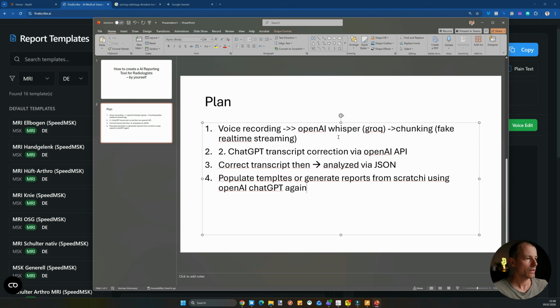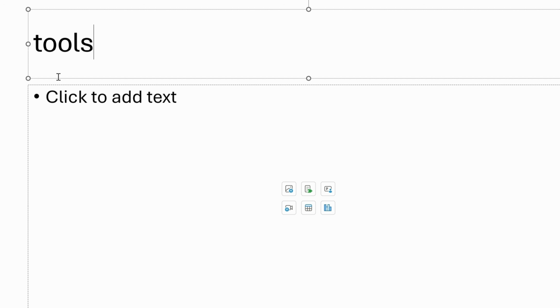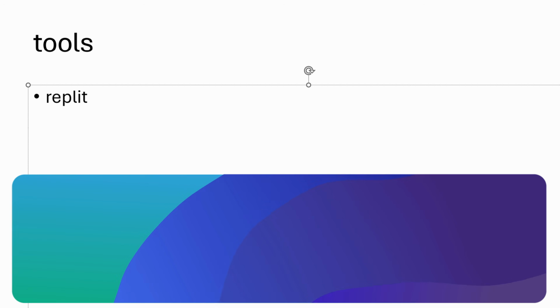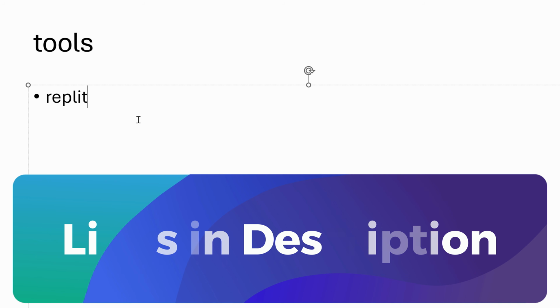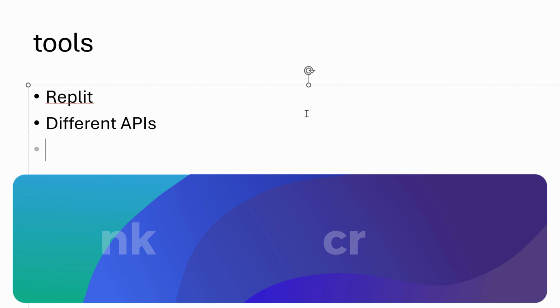This is what we do. And for OpenAI Whisper, I think it is version 3 large, but we will see which one we are using. And for the ChatGPT, we will ask Replit which model we will use. The tools we need, we will build this on Replit. This is an AI coding program, we will see. And we will use different APIs, which are also great. And yeah, so that's really our stack.